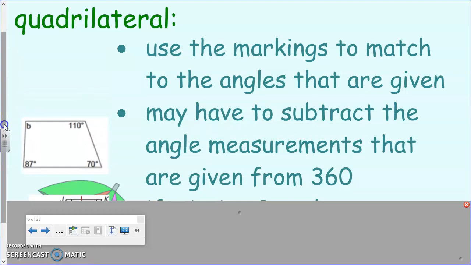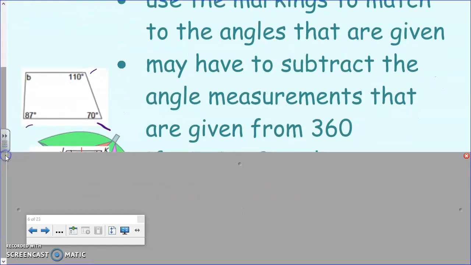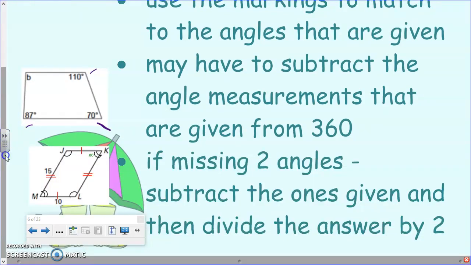For example, with the trapezoid that I have right here, I would take 360 and subtract off the 3 angle measurements that they give me here. And then finally, sometimes they're only going to give us 1 angle measurement, like we see here, and we're going to have to subtract off the rest and then divide by 2. So, going on to some examples.